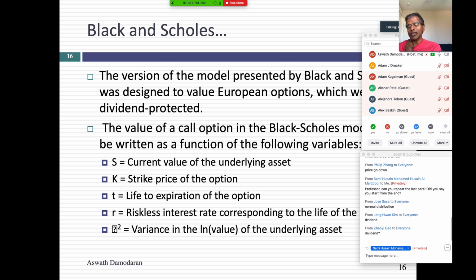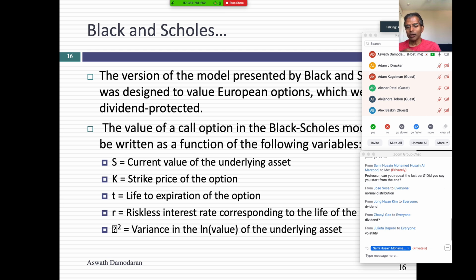But the point I'm trying to make is the math was so rigorous that they wanted to keep it simple. So the original Black-Scholes was designed to value options on stocks that either never paid a dividend or stocks which were options which were dividend protected. You're saying, what's a dividend protected option?